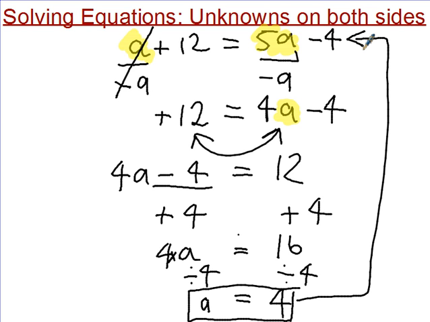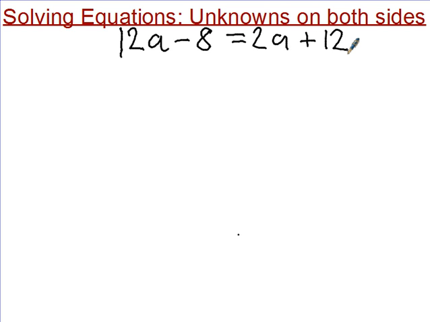Okay, now that you've had a go at that one, I'm going to go through it, so grab your green pen and make any corrections. The question is 12a subtract 8 equals 2a plus 12. This is question 1 on the back page of your sheet. Make sure you're making corrections.